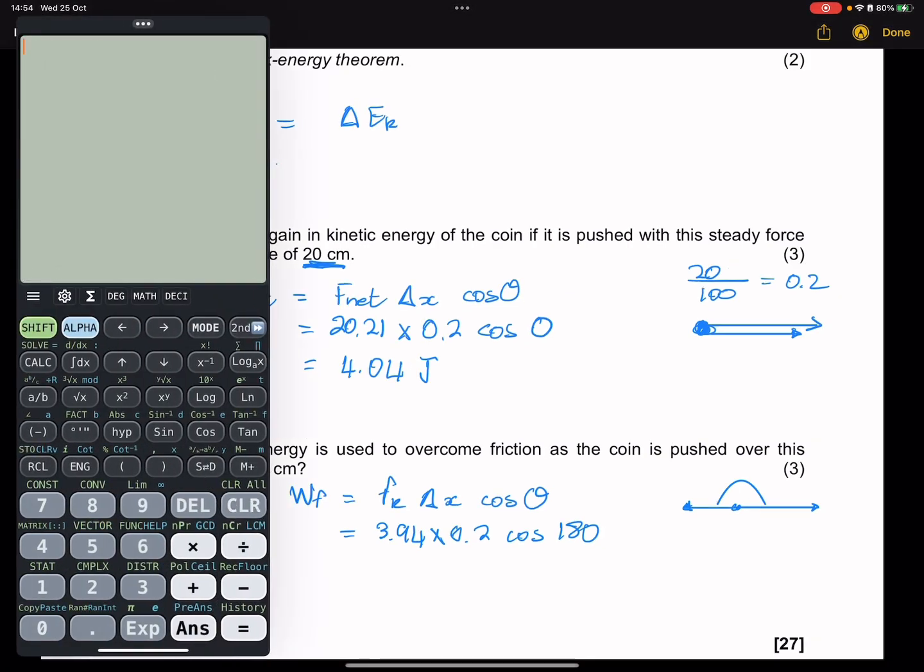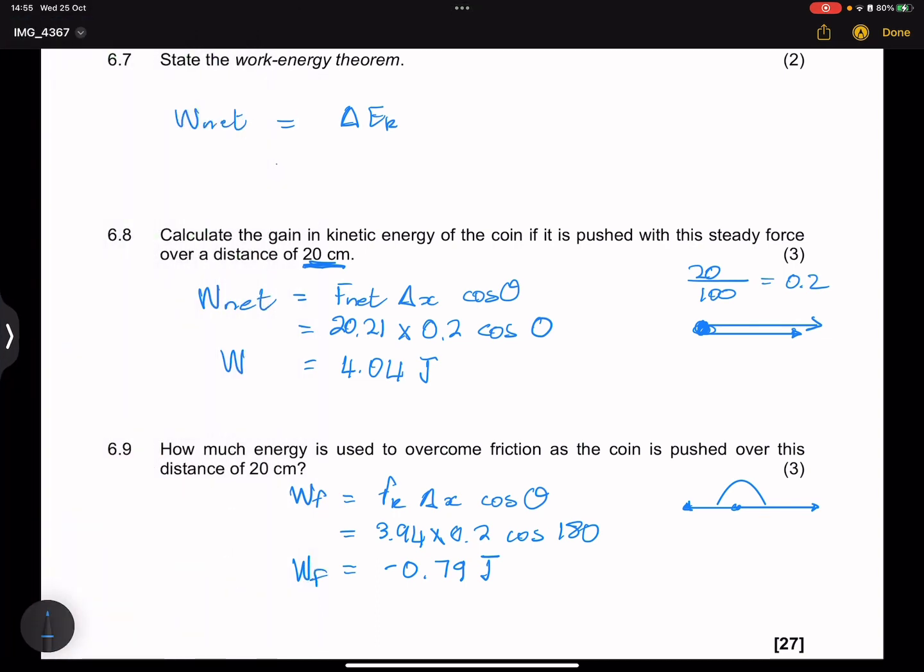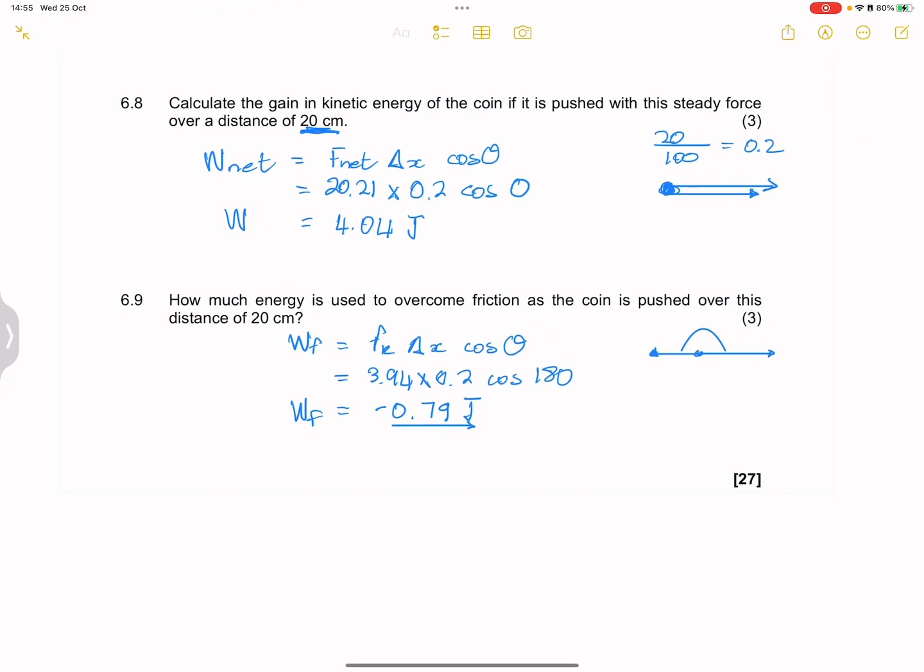So I'm going to say 3.94 times 0.2, okay? Cos of 180, remember that makes it negative, right? So I get a value of negative 0.79. And again, this is joules. So remember, the work done by friction would be negative because we are losing energy, right? Because of friction, right? So as a result, the work done there would come out as negative. Okay, that's energy lost to the system.